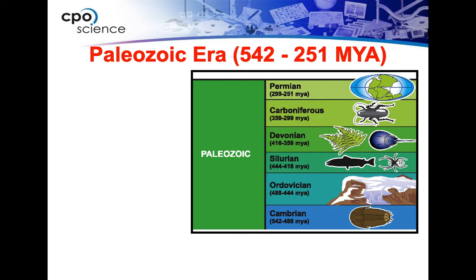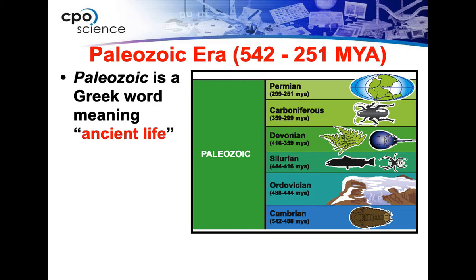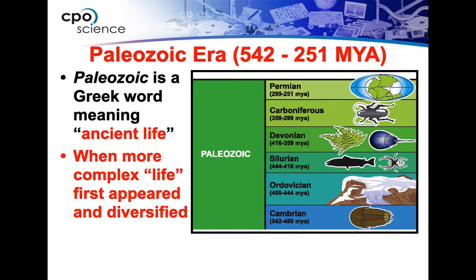Paleozoic era, 542 to 251 million years ago. Now I can see in this picture here, it looks like, okay, I don't just have these simple cells anymore. It looks like life is starting to get a little bit more complex. Paleo means ancient. That's why if you're a paleontologist, you study ancient life. So the Paleozoic is a Greek word meaning ancient life. This is when complex or more complex life first appeared and started to really diversify.